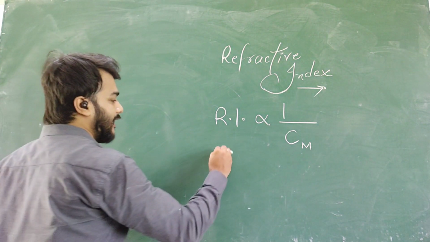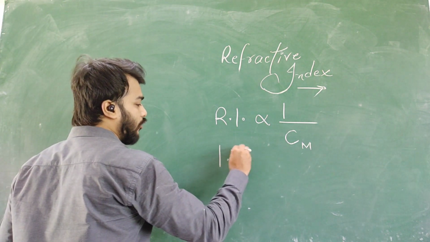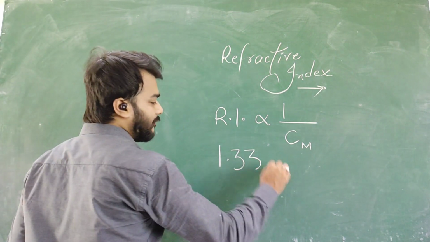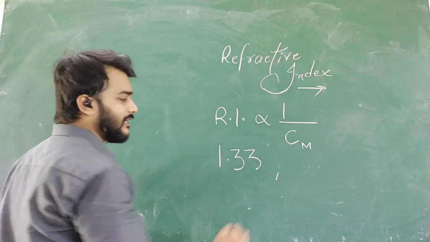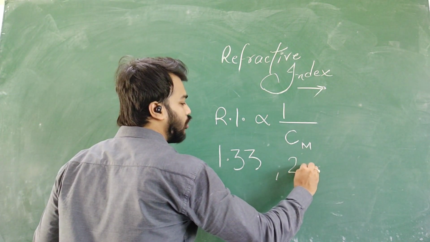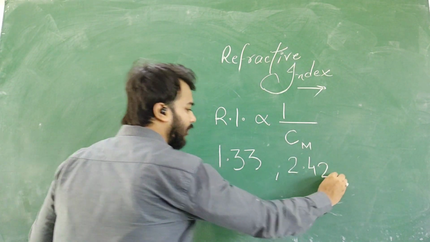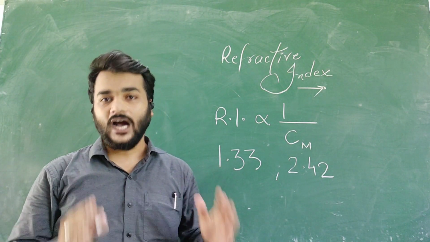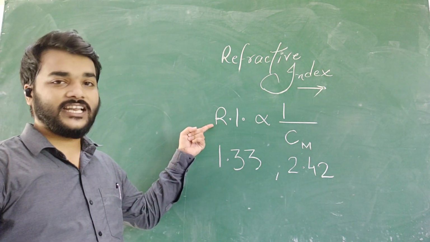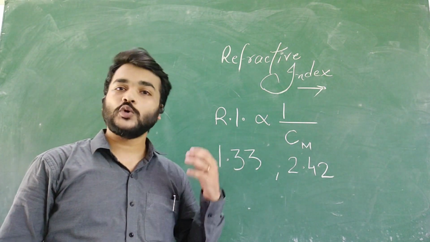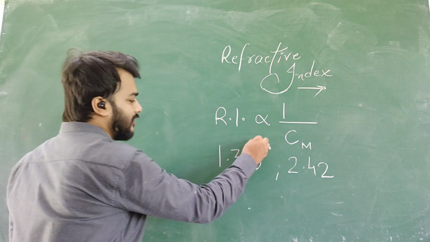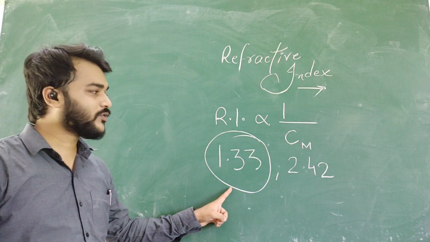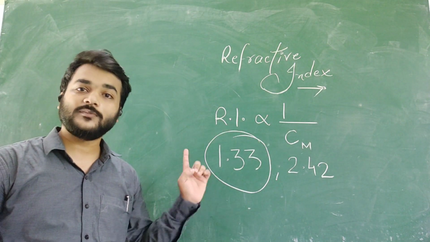For example, let's say that the refractive index of one medium is 1.33 and the other medium, let's say we have taken diamond, and the refractive index of diamond is 2.42. Now if the question is in which medium the speed of light will be higher, by looking at this relationship and these two values, you can easily find out that the refractive index of this medium is lower. That is why the speed of light in this medium will be high.